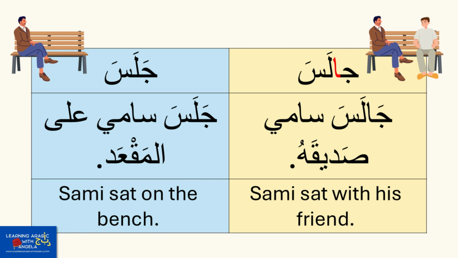Let's compare the two sentences. On the left, we have جلس سامي على المقعد. Nothing unusual here. Sammy sat on the bench. Sammy is simply sitting. Now, look at the sentence on the right. جلس سامي صديقه. Sammy sat with his friend. Notice the difference? In the first sentence, Sammy is doing the action by himself. But in the second sentence, the action now involves another person. Sammy isn't just sitting anymore, he's sitting with his friend.